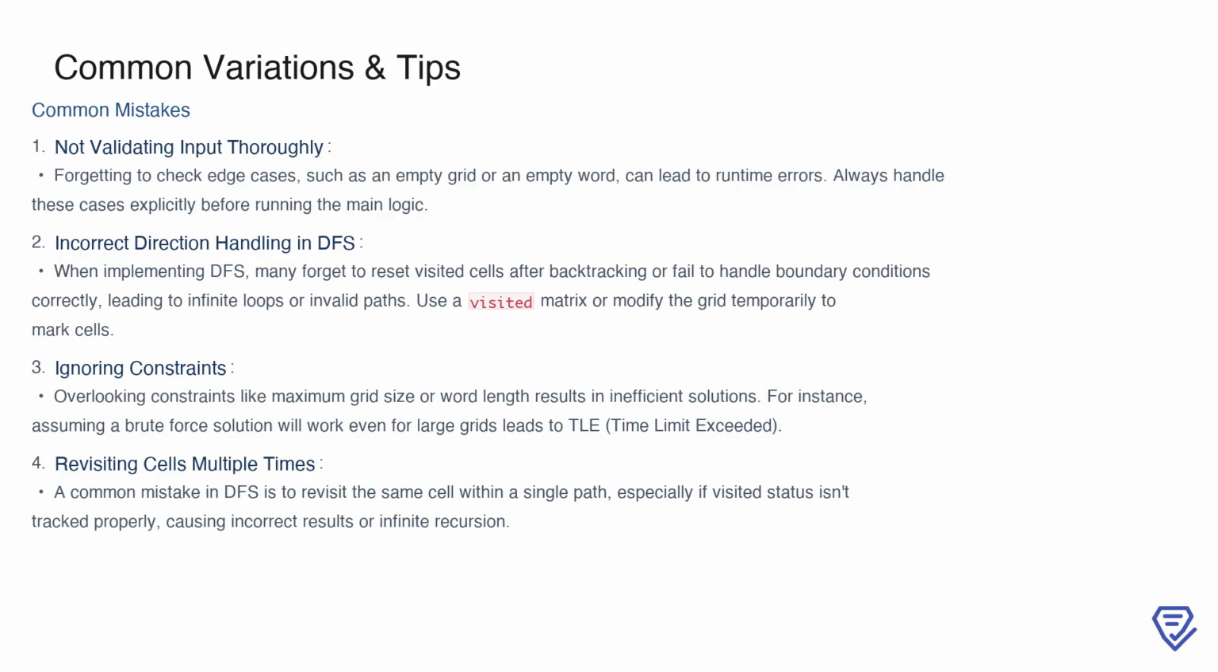For instance, assuming a brute force approach will work for large grids can easily lead to a time limit exceeded error. Finally, revisiting the same cell multiple times within a single path is another pitfall. This often happens if you're not tracking the visited status of cells properly, leading to incorrect results or infinite recursion. Being mindful of these mistakes can save you significant debugging time.